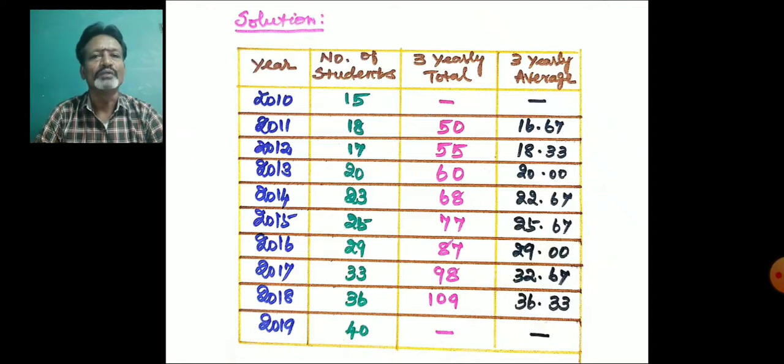Now you have to divide the 3 yearly totals by 3 and write it in the adjacent column. So 50 divided by 3 is equal to 16.67, 55 divided by 3 is equal to 18.33, 60 divided by 3 is equal to 20, 68 divided by 3 is equal to 22.67, 77 divided by 3 is equal to 25.67, 87 divided by 3 is equal to 29, 98 divided by 3 is equal to 32.67, and 109 divided by 3 is equal to 36.33.